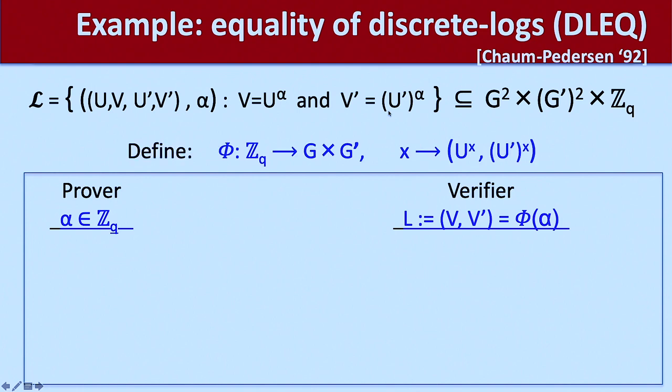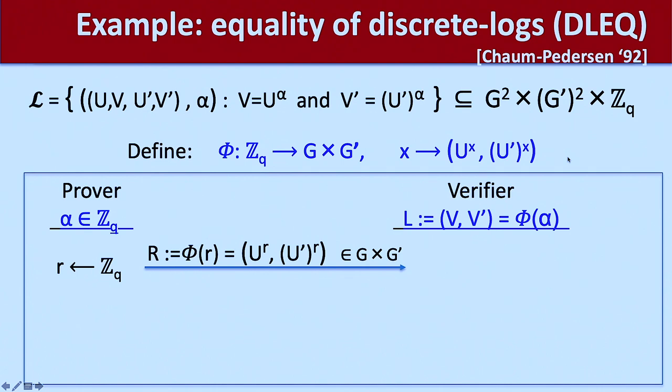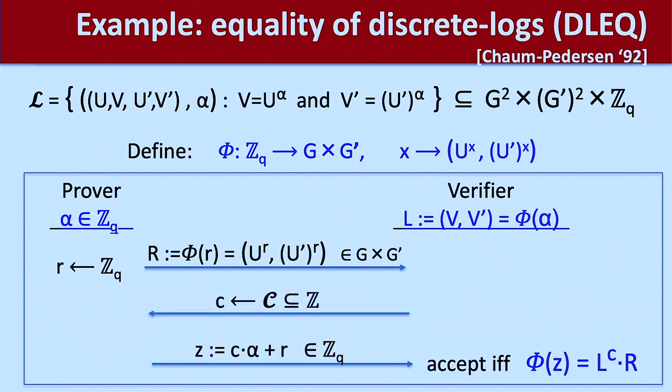So all you do is you define this homomorphism. You can see that the homomorphism just maps x to u to the x and u prime to the x. So one witness maps to a pair. And now you just plug this homomorphism into the Schnorr protocol. And you can see that you basically derive immediately what's called the Chaum-Pedersen protocol for equality of discrete logs. You have a blinding value, you have a challenge, and a z that comes back, and then this verification equation compares that. This is like two equations rolled up into one because the homomorphism itself outputs a pair. So you can verify that this pair is equal to this pair, and then you accept.